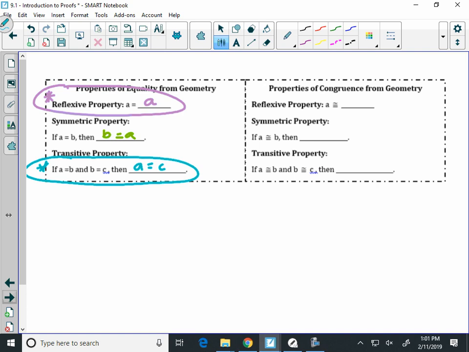The properties of congruence are the same exact thing, but instead of having an equal sign, there's a congruent symbol. So it would be A is congruent to itself, A. If A is congruent to B, then B is congruent to A. And if A is congruent to B, and B is congruent to C, then A is also going to be congruent to C. It's the same exact concept, except a different symbol.